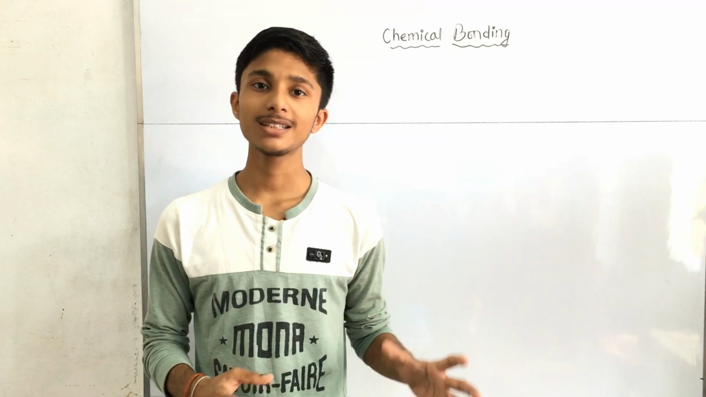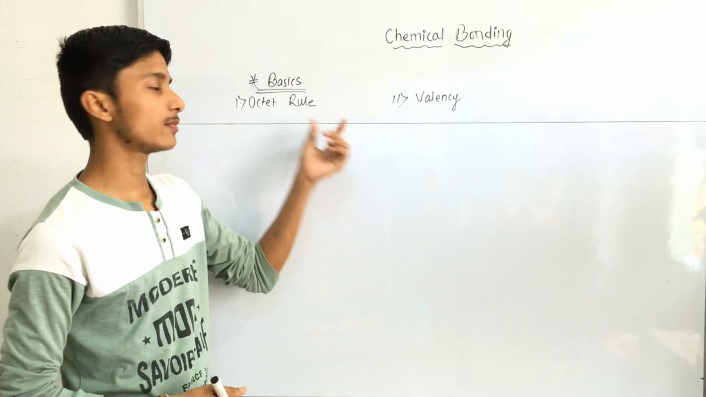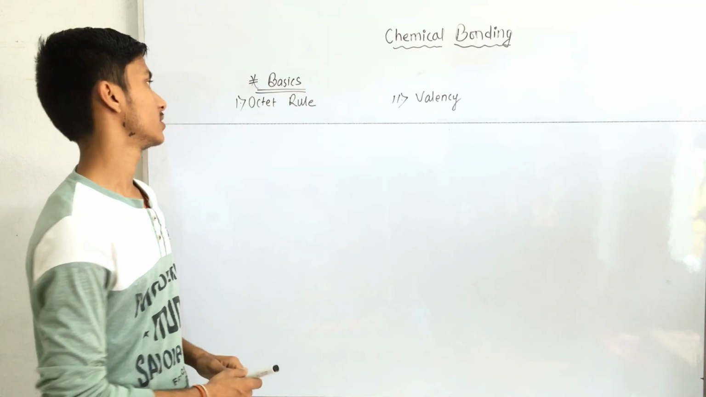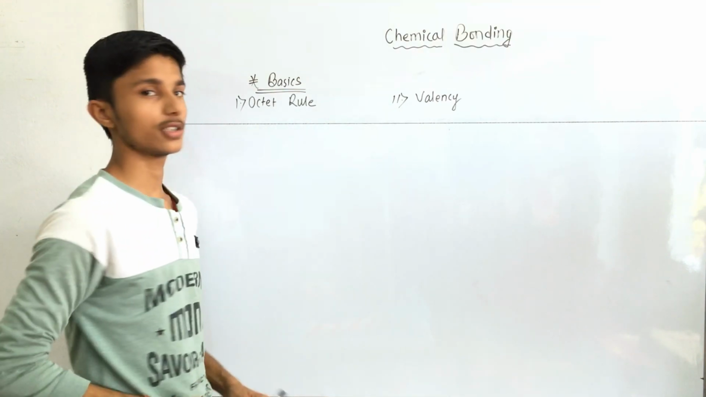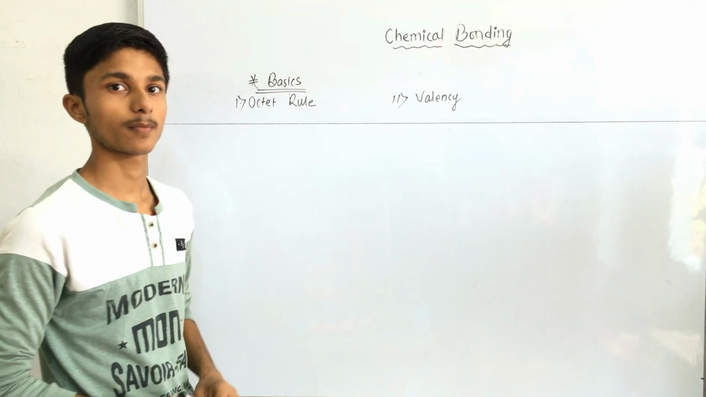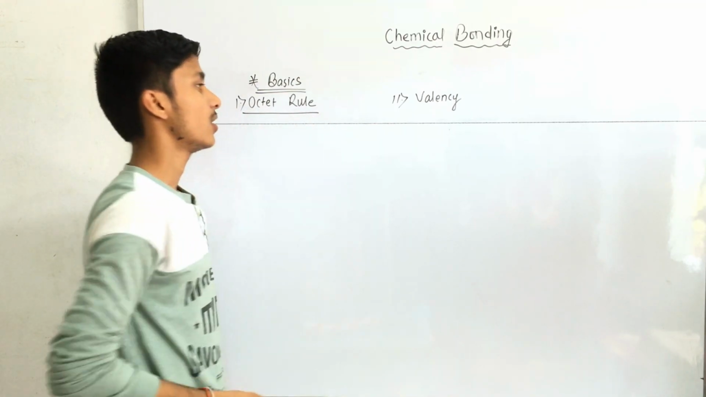So to understand this theory clearly, we have to go through the basics. Here you can see these are the basics that we have to understand: the octet rule, first one, and second one, valency. First number, octet rule. We are going to understand the octet rule.